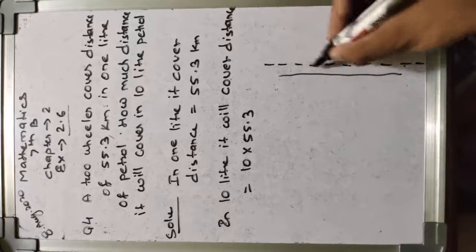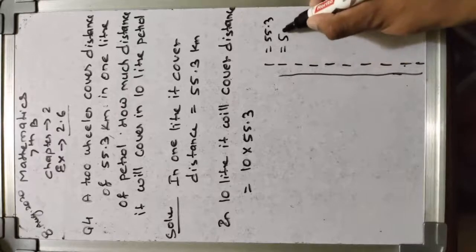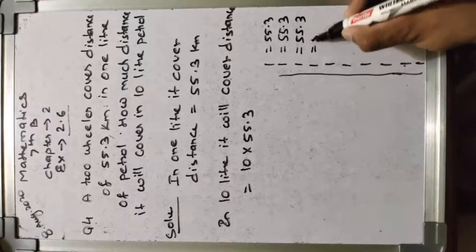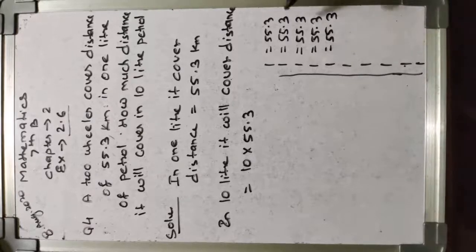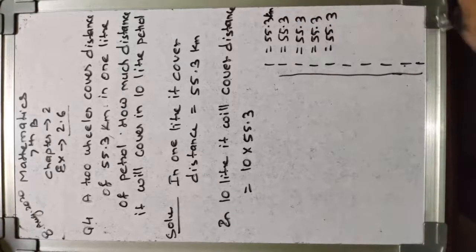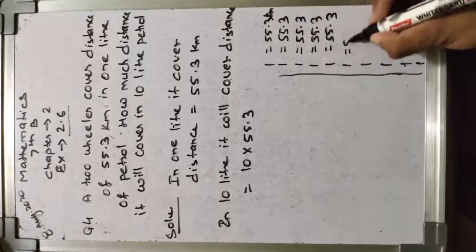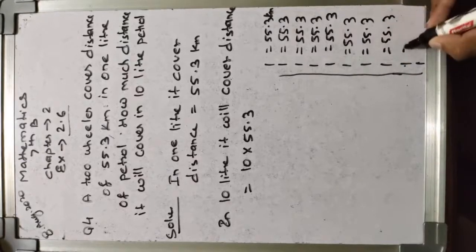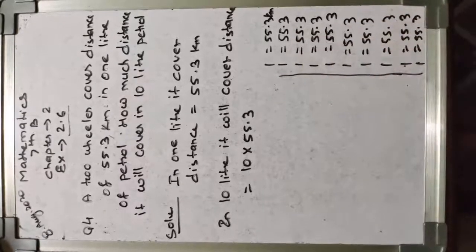8 9 10. This is 10 liters of petrol. Okay, so in this petrol it will cover 55.3, again 55.3, again 55.3. How many times will it cover 55.3 kilometers distance? 10 times, because we have 10 liters of petrol. Okay, 1 2 3 4 5 6 7 8 9 10. It will cover 55.3 each time, so you have to multiply it directly by 55.3.